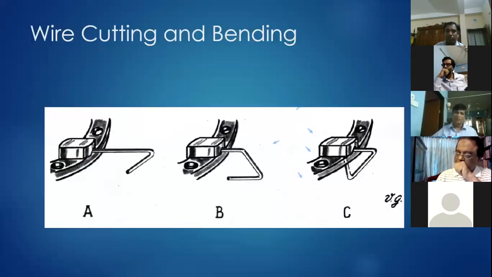Wire cutting and bending is also important. Cut the wire immediately after it is introduced, before tensioning or fixation with the ring, because early cutting helps to prevent injury to the surgeon as well as the assistant.